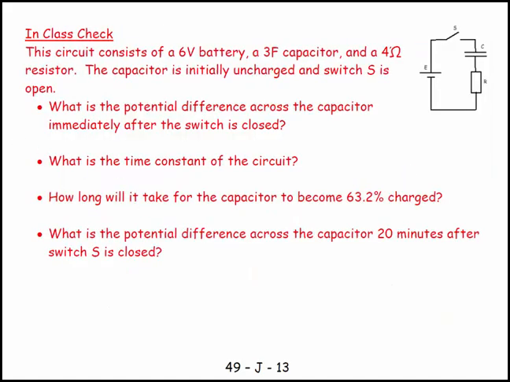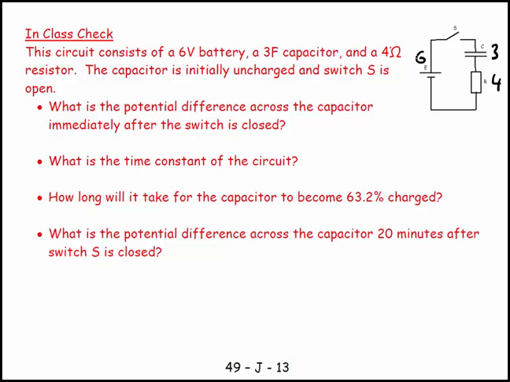Let's look at some questions on this. This circuit on the right consists of a 6-volt battery, a 3 farad capacitor, and a 4 ohm resistor. The capacitor is initially uncharged and switch S is open. What is the potential difference across the capacitor immediately after the switch is closed?